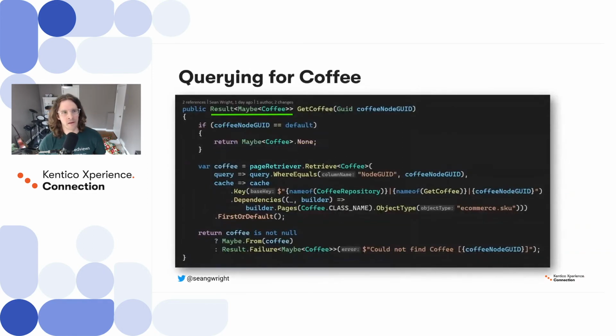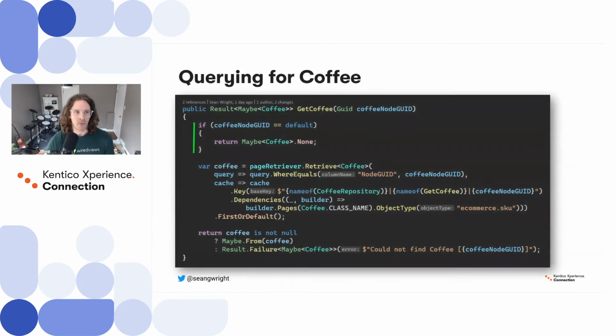Okay, so let's look at that featured coffee that we're trying to retrieve from the database. How might we model that? How might we write the code when we're using the result type? Well, it's going to be in the method signature, which is great. It becomes very clear what this method is returning. Then we're going to check to see if that node GUID is the default. If it is, then we're going to know that this is a situation where the default value that Kentico Xperience is returning for this field is what is being supplied, and we're going to treat that as optional data, an optional featured coffee that was not selected.